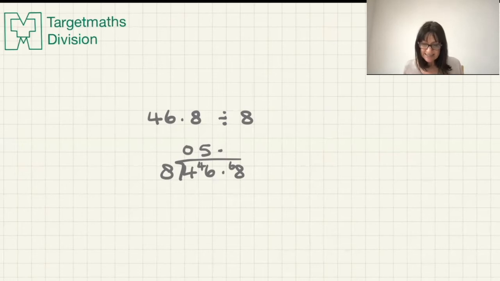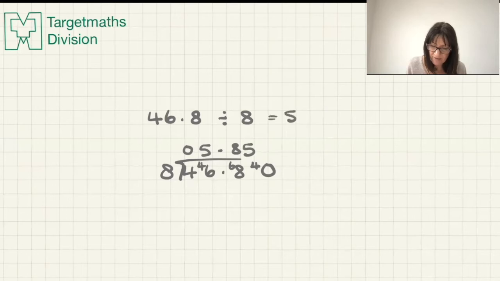So 8s into 68 will go 8. 8 8s are 64. So that leaves me 4 over. And then 8s into 40 will go 5. So my final answer is 5.85 exactly. All right. Hopefully that went well.